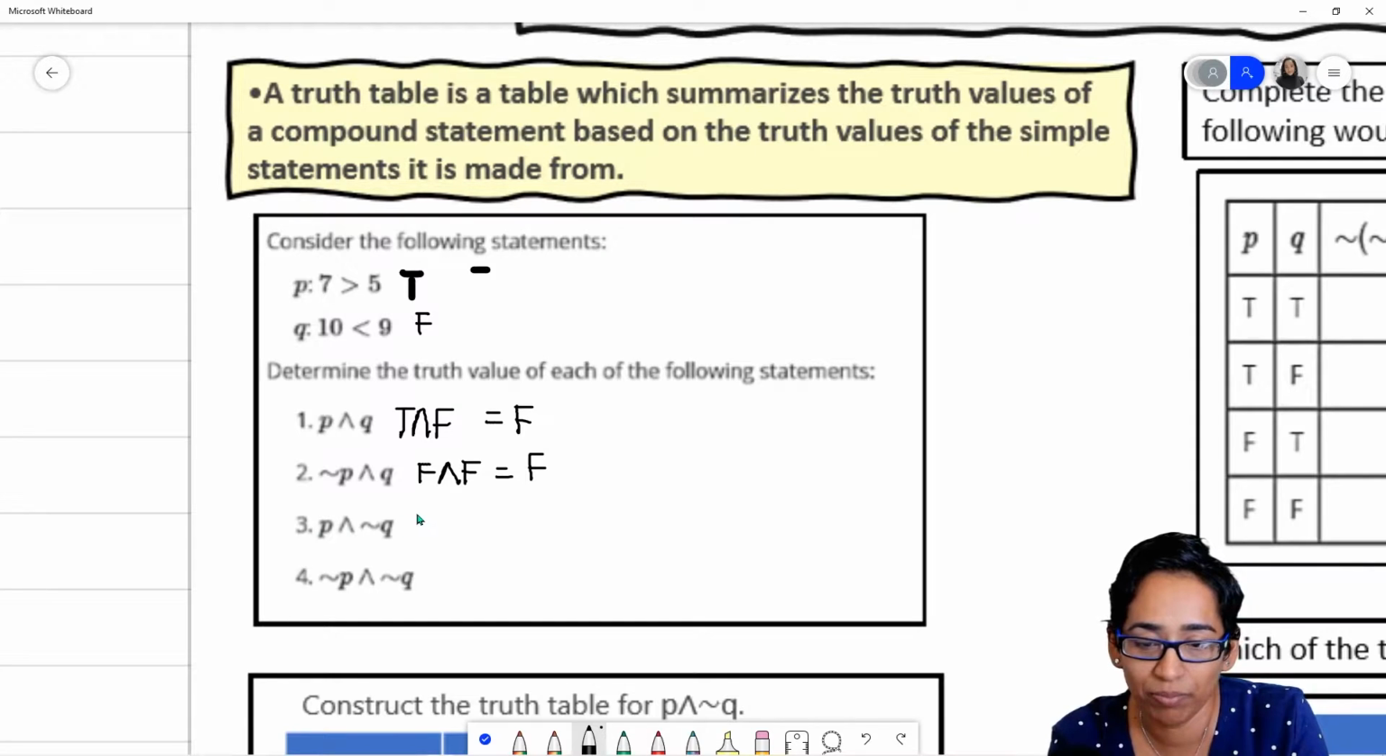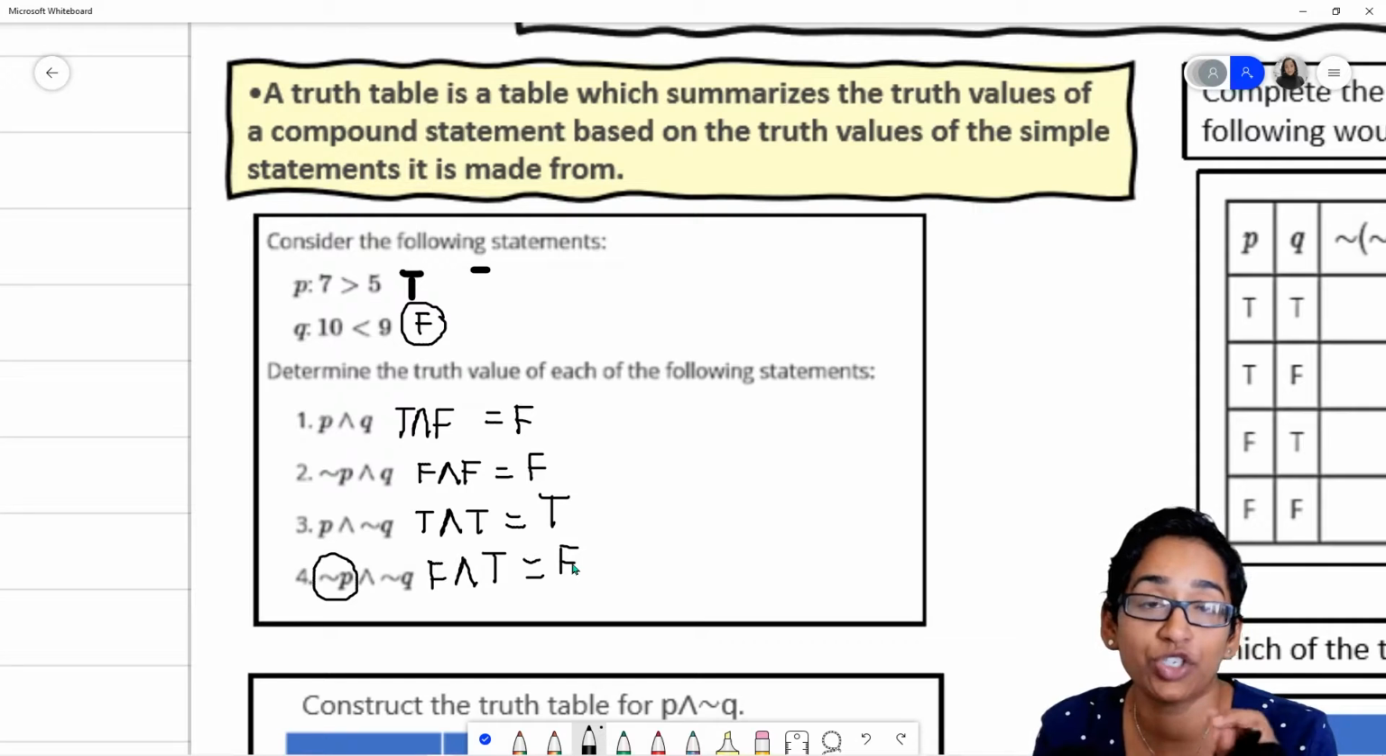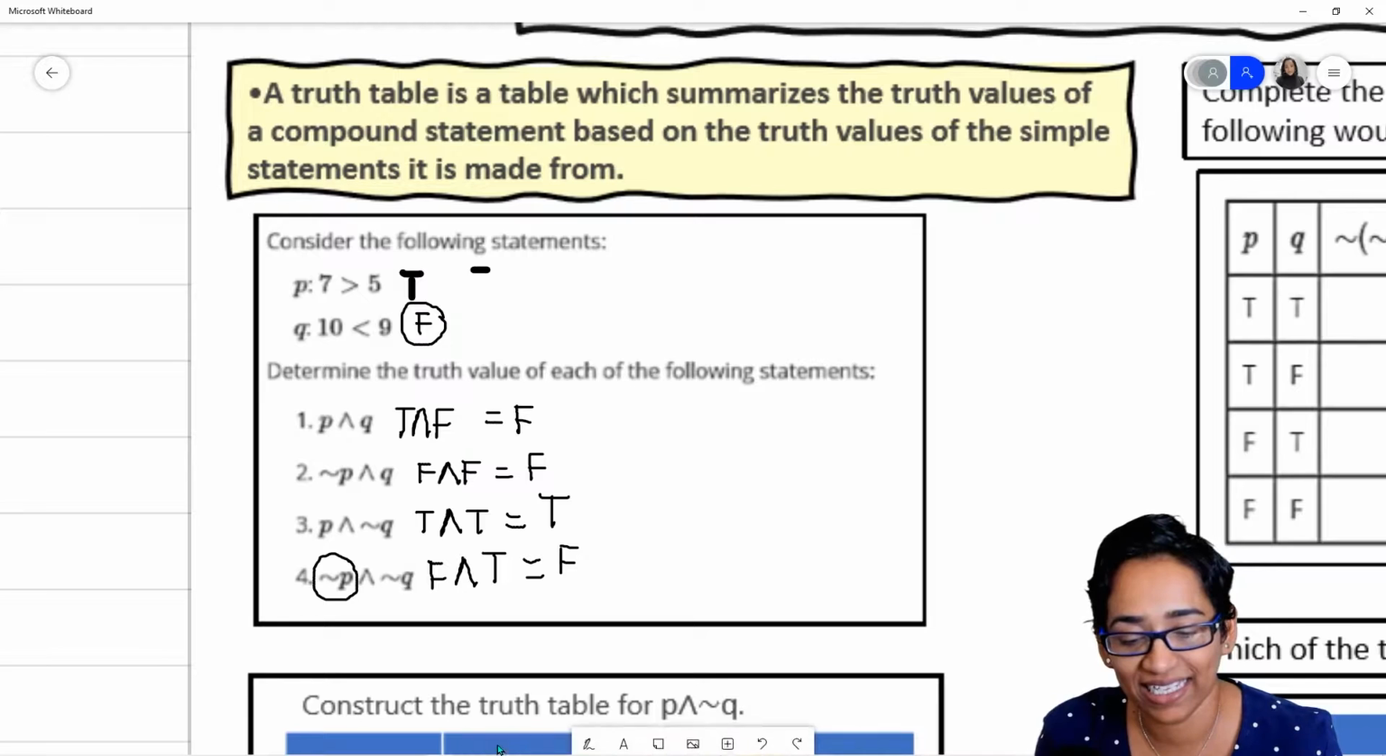Let's see. P is true and not Q. Q is false, so not Q is true. So true and true is true. The next one is not P and not Q. Negation P is false and negation Q is true. False and true, false, because it's a conjunction. Remember, conjunction is true only when both of them are true. All right, let's take a look at the next problem.